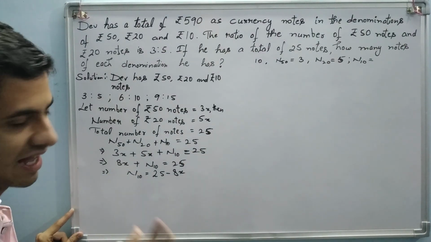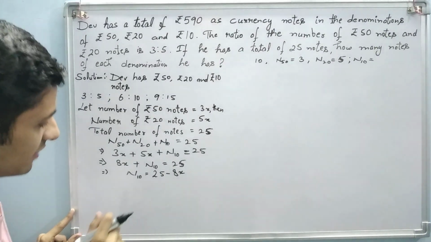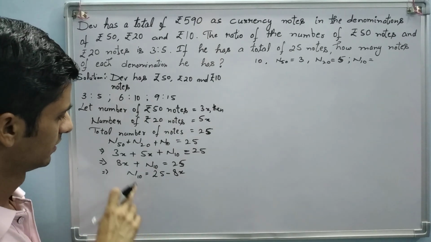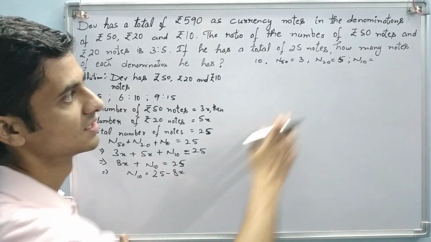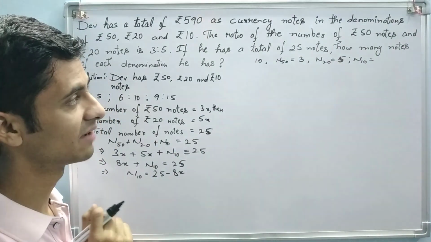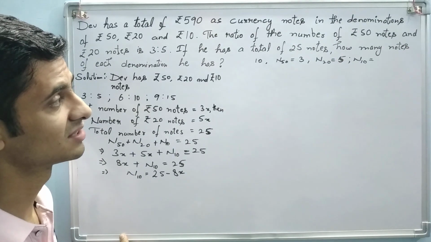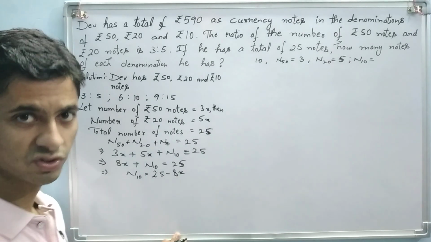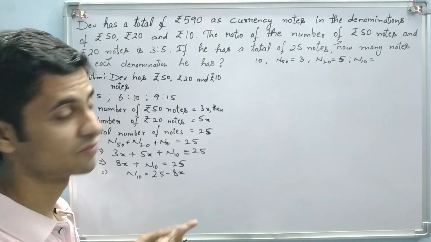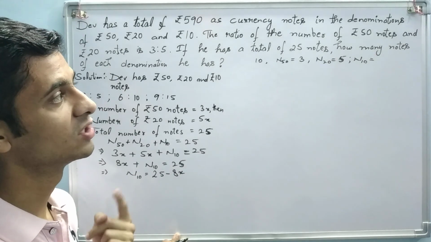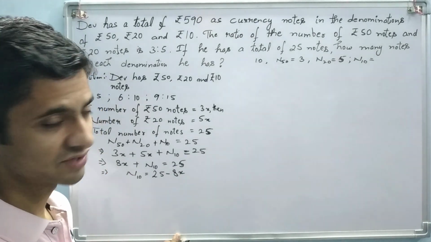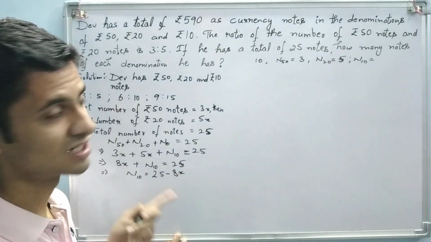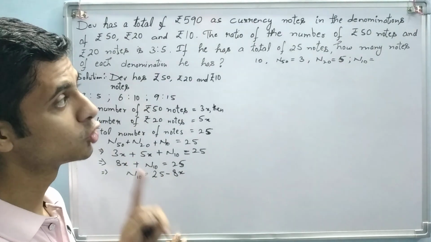So now we have the number of notes, but what would be the amount for all these types of notes? Suppose you have 3 fifty-rupee notes, what amount will they make? If you have 1 fifty-rupee note, its value is 50 rupees. If you have 2 fifty-rupee notes, its value is 100 rupees. If you have 3 fifty-rupee notes, its value is 3 into 50, 150 rupees. If you have 4 fifty-rupee notes, its value is 4 into 50, which is 200 rupees.